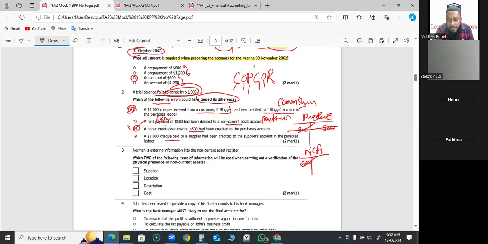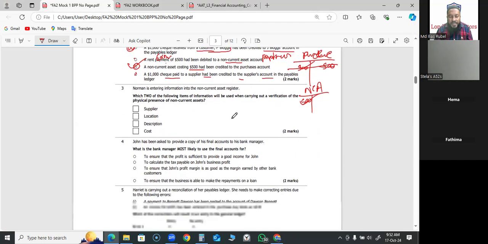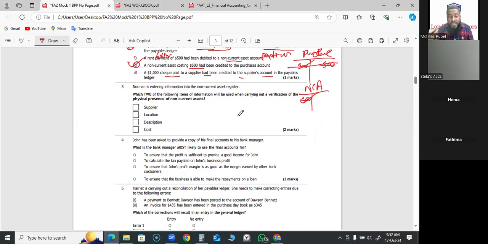A check paid to a supplier had been credited to the supplier's account in the payables ledger. So again, commission, one account into another account. That is not it. Moving into the next one. Number 3. We're already rock and roll, doing the lessons, revision through discussion and through solving the question.